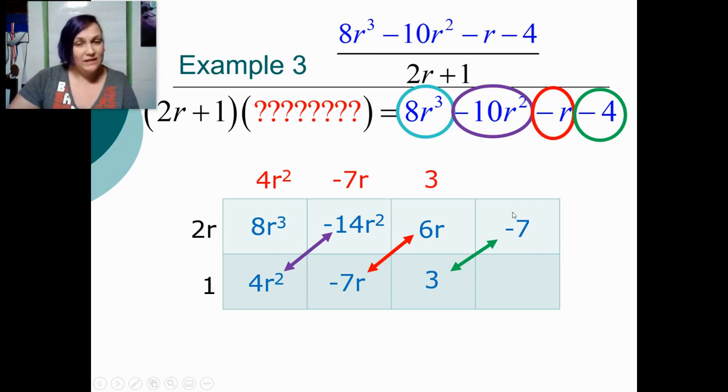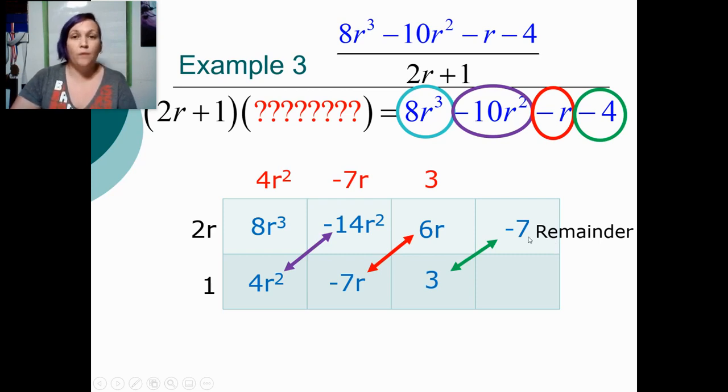Now, when I see negative 7 here, I can't do 2r times something to make negative 7 because this has an r and the 7 does not. So at this point in time, I'm going to stop. I'm going to say I'm done, and my -7 will be my remainder. If you have this leftover thing that doesn't work out nicely with your top term, then that's your remainder.